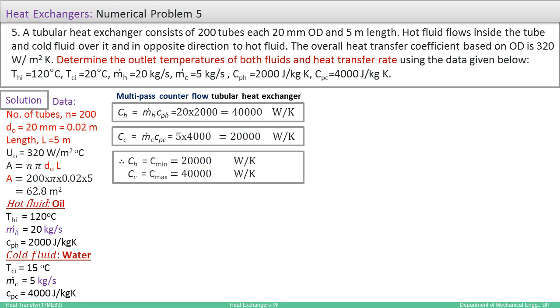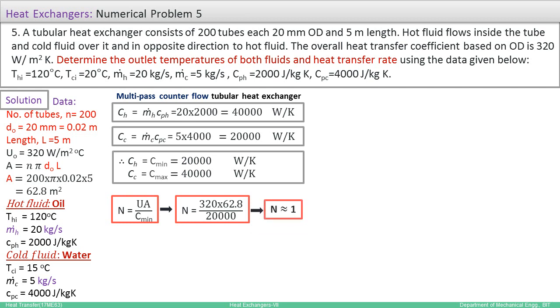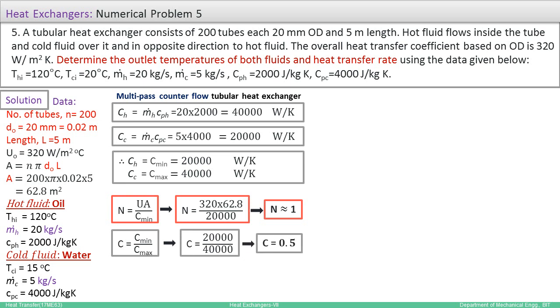And once we know minimum and maximum heat capacities, we can find out the value of C, that is the ratio of C minimum to C maximum, and also value of number of transfer units N. N is UA by C minimum. When you know all these values for UA and C minimum, we can substitute them and get the value of N approximately equal to 1. And C, which is the ratio of minimum to maximum heat capacities, is 0.5, because 20,000 by 40,000 is 0.5.